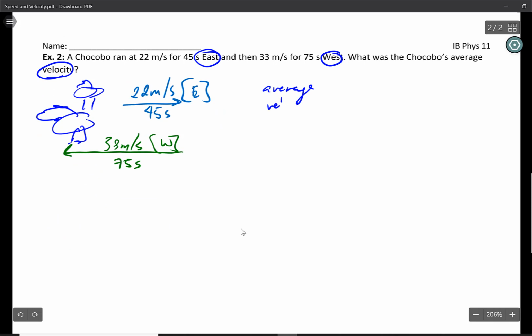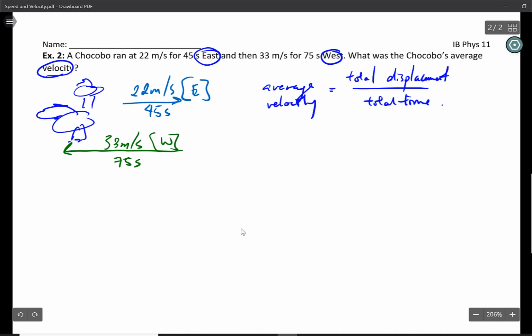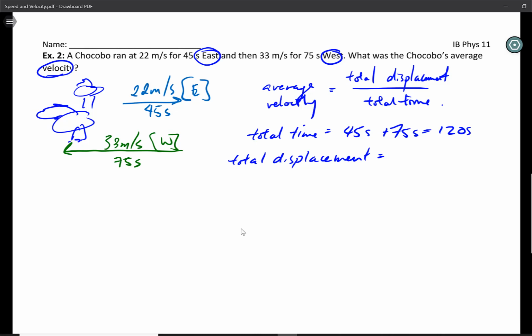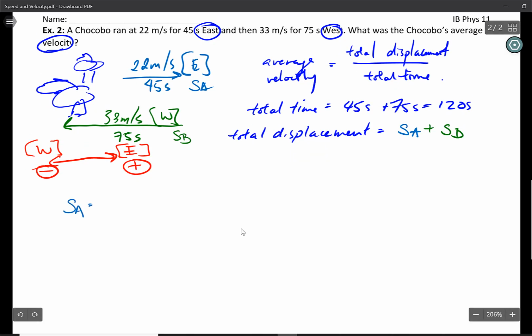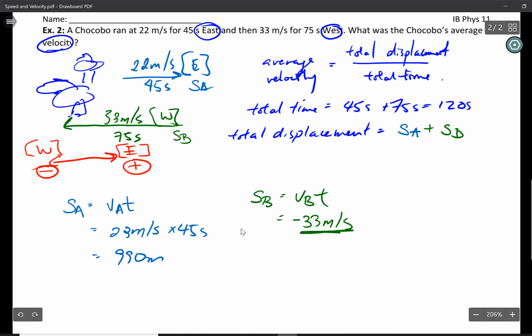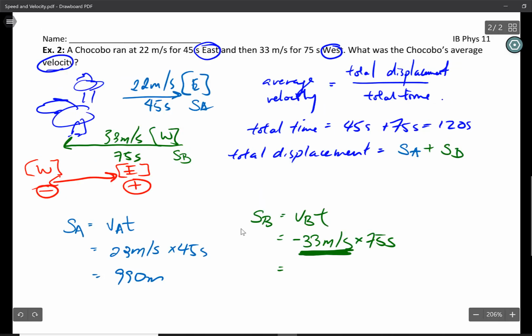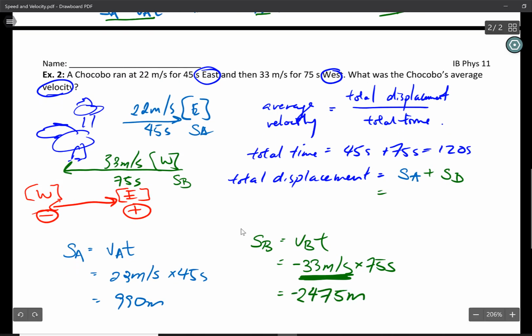So the average velocity here is your total displacement over your total time. To find the total time, we calculated in the last question 120 seconds, but the total displacement, now we have to be careful of directions. I'm now labeling east as positive direction, west as a negative direction. Make sure to do that for your problems. And our displacements and velocities will be different for the second part. The first part is the same, but for second part B, notice the velocity is negative 33 meters per second going west and a negative displacement.